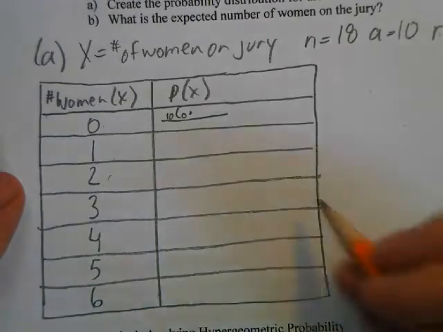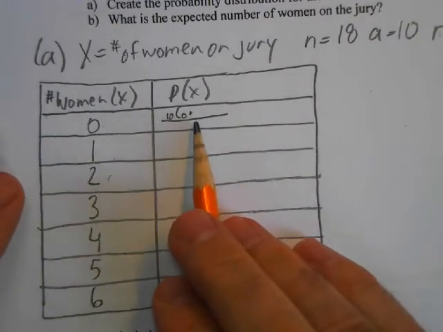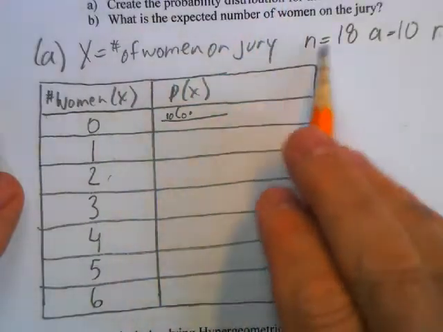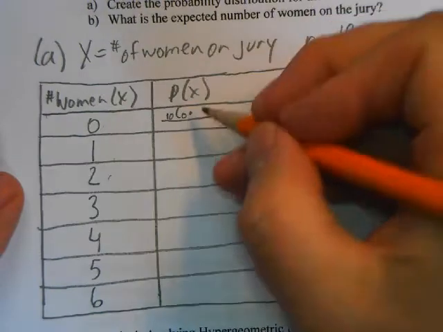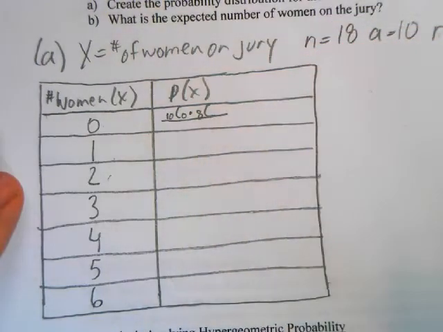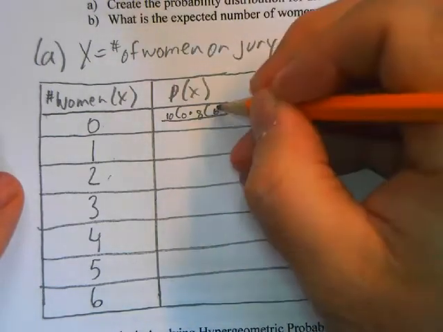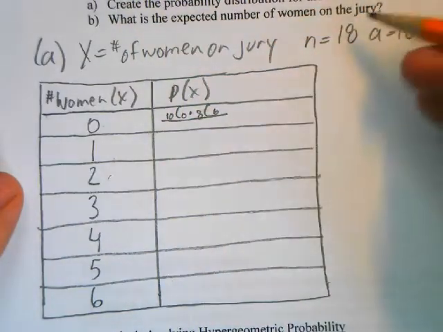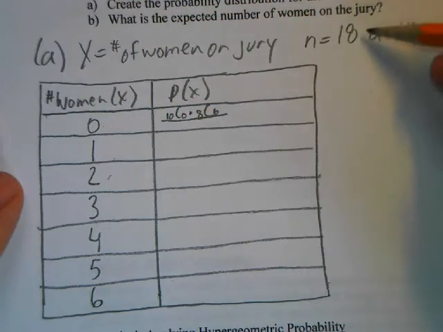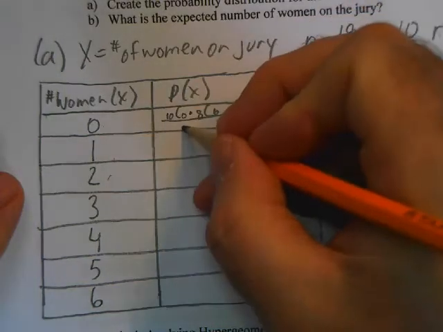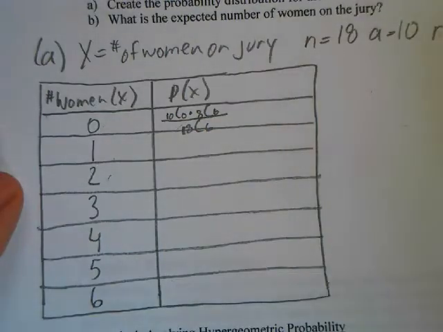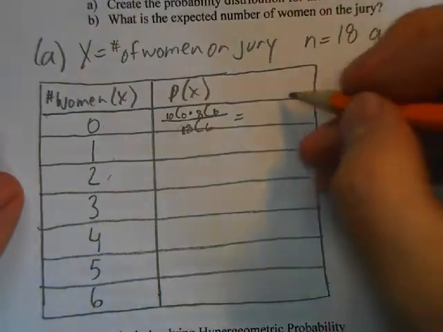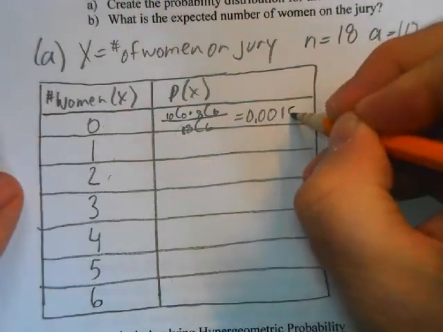So 10 choose 0, and then for choosing the men, we've got 8 men, or in other words, n minus a, so that's 8 men left over. 8 choose 6, because we're choosing all 6 people from the men, and that's going to be over the total. So it's n choose R, 18 choose 6. That's the total number of possible juries with 18 people. You do the math for that, we end up getting 0.0015.